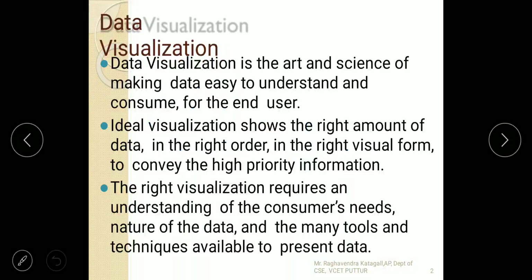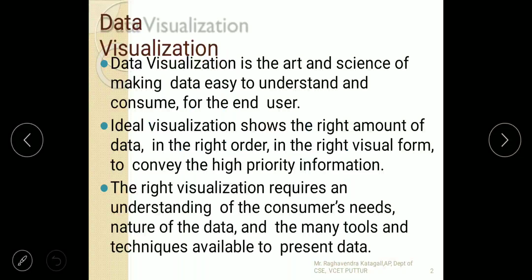That is data visualization. So what is data visualization? What are the important aspects related to data visualization will be studied in this chapter. So we'll go through this. It is a small chapter in your syllabus, so we'll finish it in some 10 to 15 minutes.